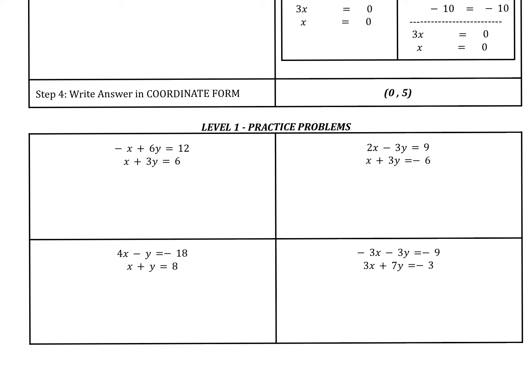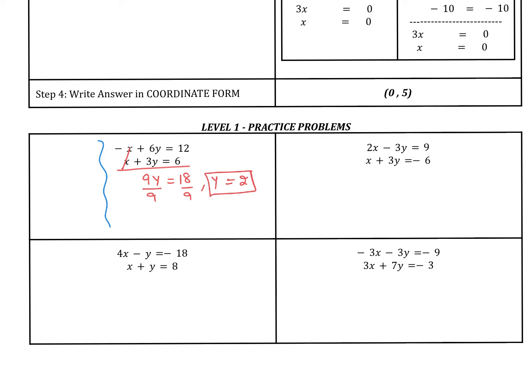Practice problem level 1, you're going to add these two equations. Since x and x are the same with opposite signs, when you add, these cancel. You get 9y equals 18. Divide by 9, you get y equals 2. You're going to use this 2 and plug it into the given equation.